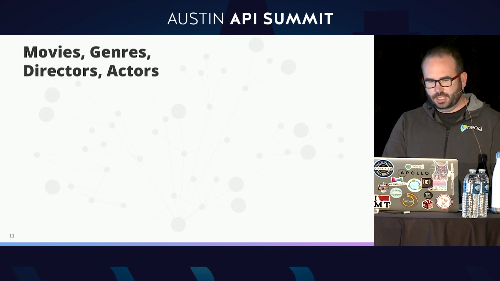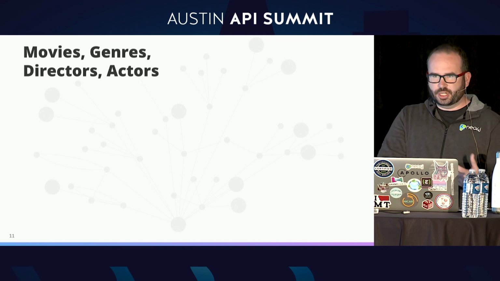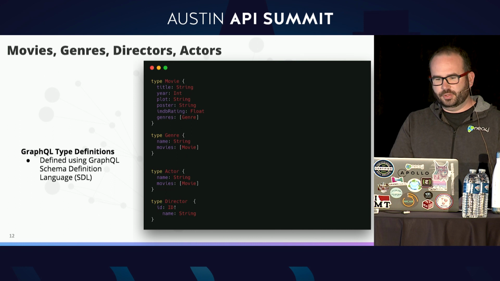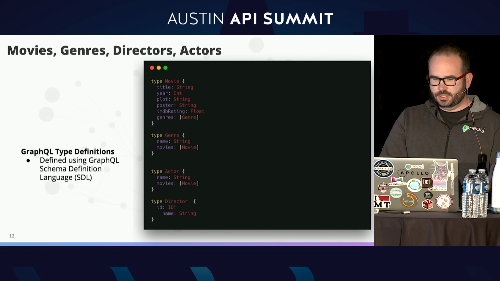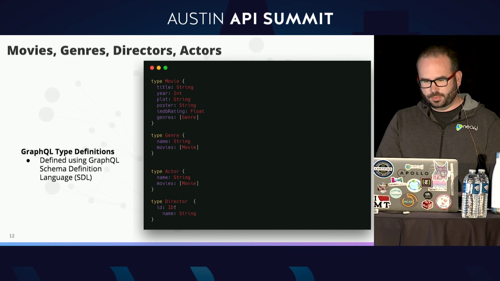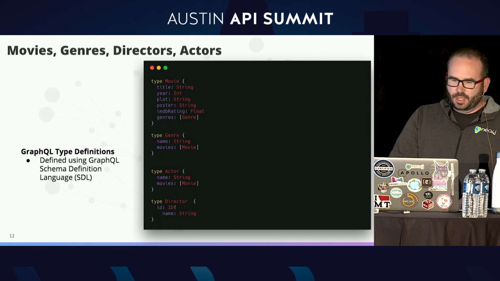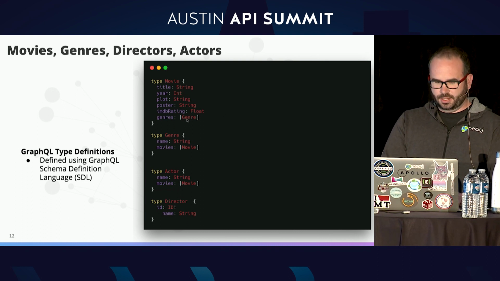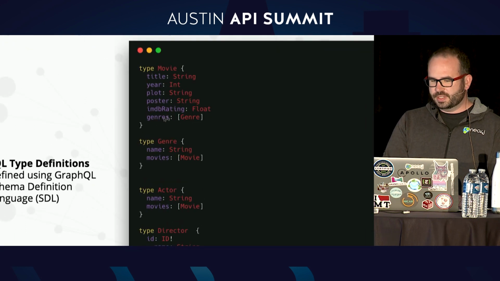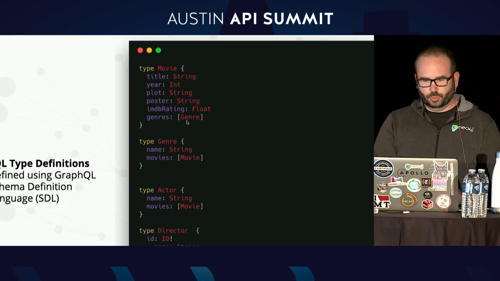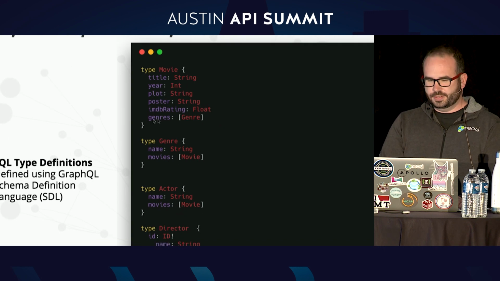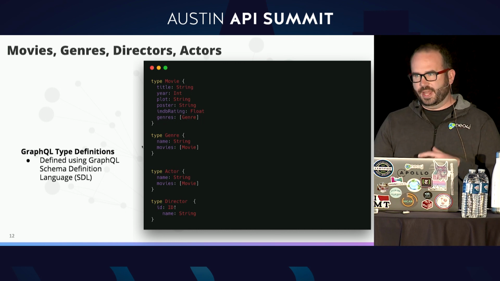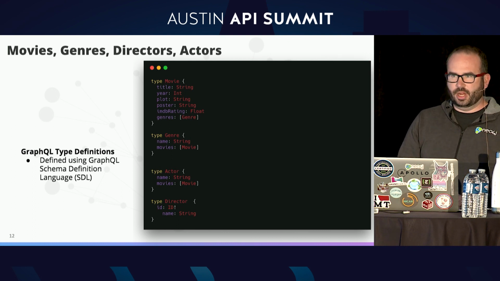So let's take a look at an example. Let's say we have some data about movies, genres, directors, actors, this kind of thing. Well, the first thing we do when building a GraphQL API is start with our type definitions. So, okay, we have a movie type, we have a type genre, actor, director, and we can specify all of the fields that are available on these types and how they're connected. So a movie is connected to zero or more genres through this genres field. This is using what's called the schema definition language. It's a language agnostic way of defining GraphQL types.